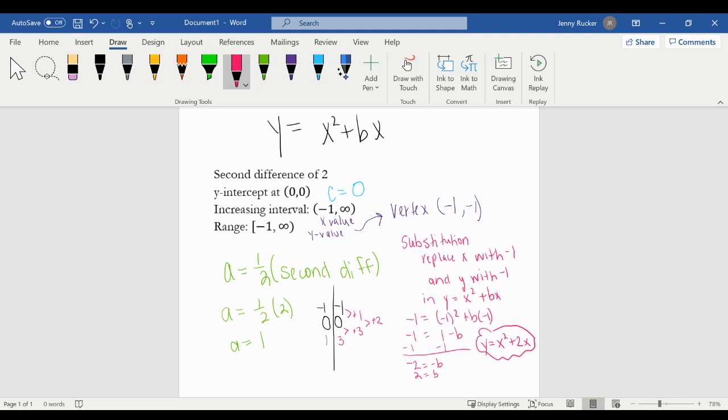Now that I have 3 points in my table, I can go to Desmos and put in my equation y1 tilde ax1 squared plus bx1 plus c, and I will get the same equation of y equals x squared plus 2x.